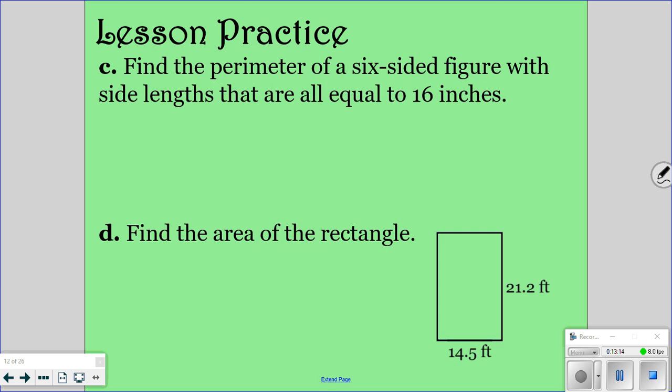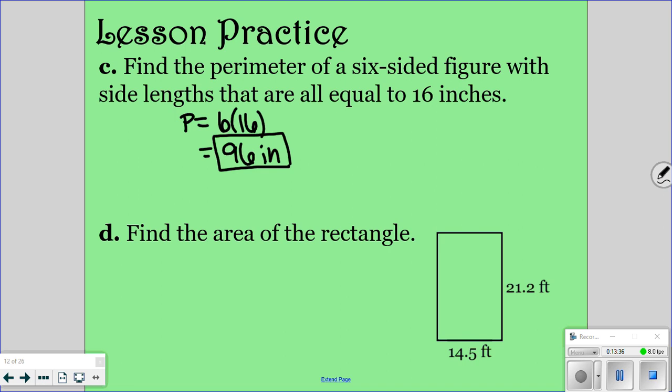For these two, again, y'all try them, and then I'll go over them after y'all have tried them. So for the perimeter of a 6-sided figure, and all of the side lengths are 16, you're just going to do 6 times 16, which is 96, and the units on that perimeter is inches.